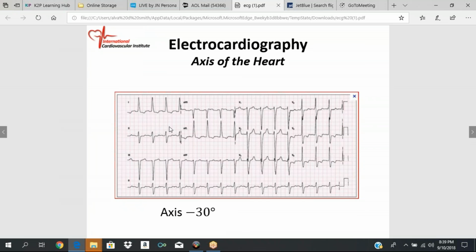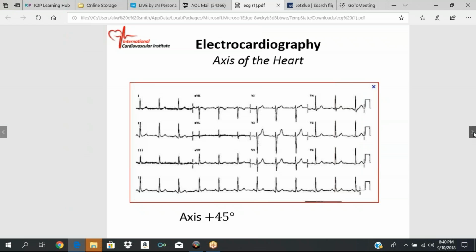The most isoelectric lead is lead 2. Perpendicular to lead 2, using your cheat sheet, is AVL. AVL subtends an angle of minus 30, and you know that minus 30 is a left axis. Okay? All right, let's do another one.